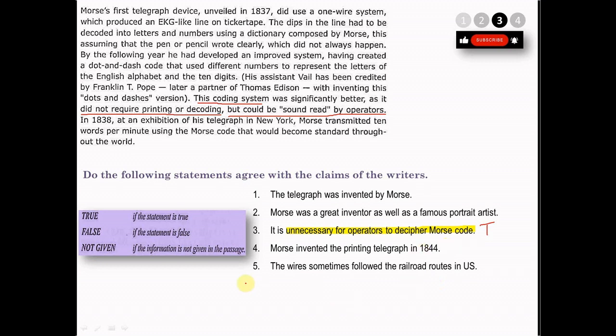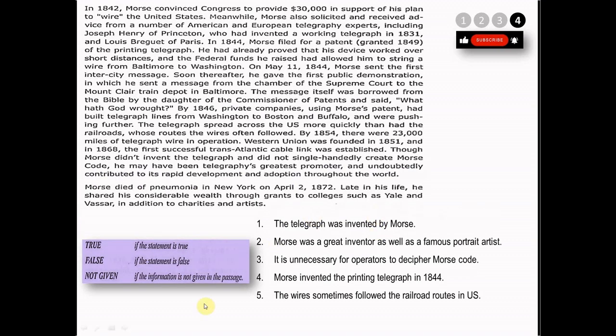So the next question is, Morse invented the printing telegraph in 1844. We have not come across any information like Morse invented this particular telegraph, so we'll find out this information in the upcoming paragraph. We'll keep the highlighter. So Morse invented, here is the word invented, the printing telegraph, and third is the year here. Because there are many years scattered around, we'll have to check the year too.